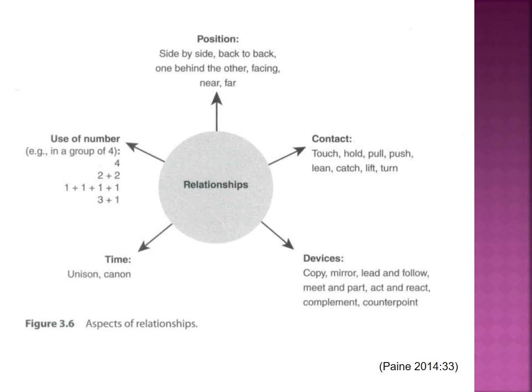If we have four members of our group, we can use them in a number of different ways. We can have four all doing the same thing. We can have two groups of two. We can have four groups of one. Or we can have one group of three and one group of one. So again, lots of variety can be created in a dance by using different relationships.